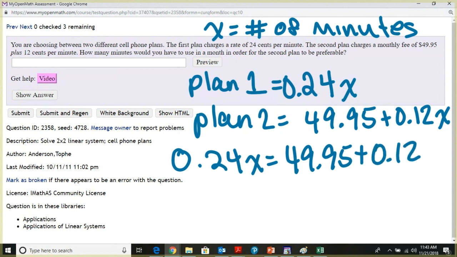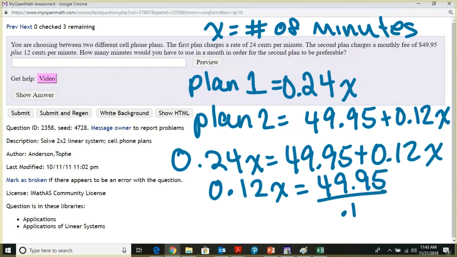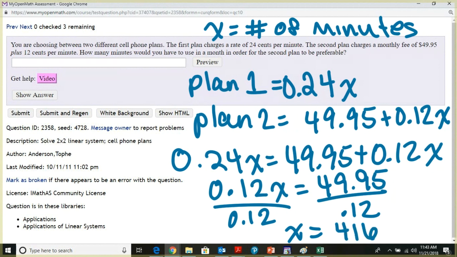So we're just going to set them equal to each other. So I'm just going to move the 0.12 over here. I subtracted. They just happened to come out nicely. And then we're going to divide both sides by 0.12. So 49.95 divided by, now again, that 0.12 is from subtracting. I didn't just throw anything out. So this is 416.25.